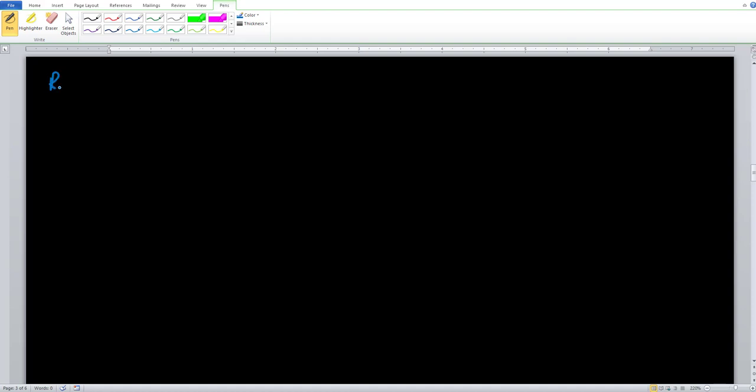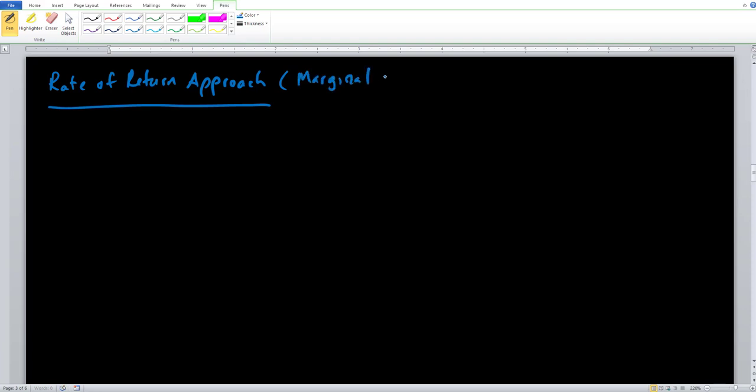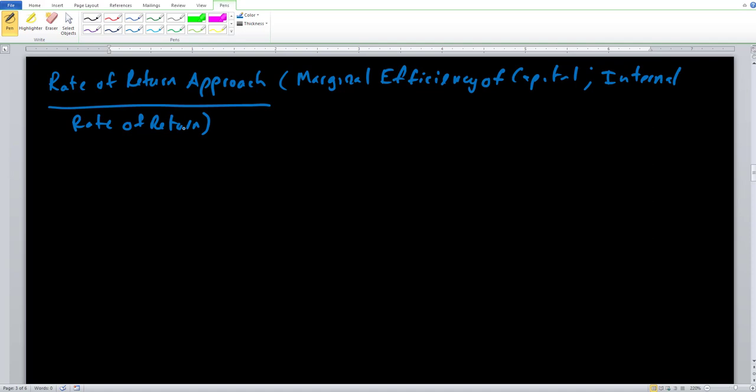Here we have the rate of return approach. And there's a different name for the rate of return approach. We can also call it the marginal efficiency of capital, the internal rate of return, the IRR. Once again, that's going to be something that you see in your finance classes a lot. So here we'll just write that down. Marginal efficiency of capital, also known as the internal rate of return. So the dreaded IRR.